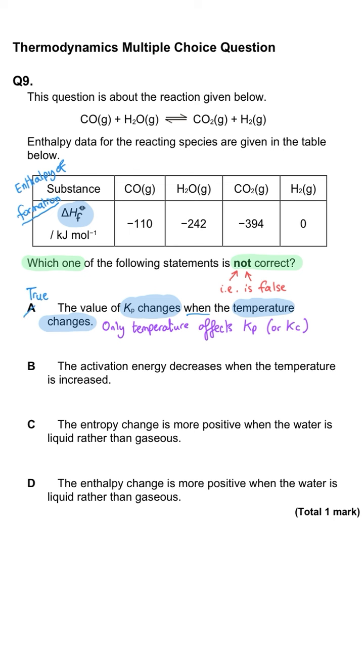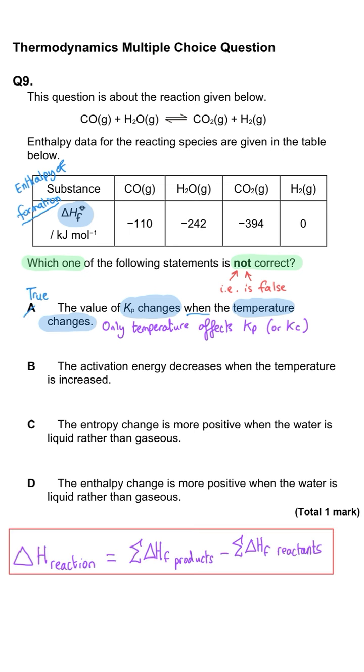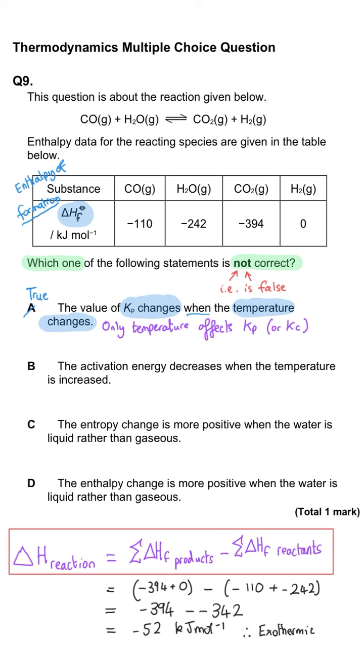We could actually calculate the value for the enthalpy change by using the enthalpy change of formation of the products, take away the enthalpy change of formation of the reactants. So that gives us -394 minus -342, and when we add those two numbers together, that gives us -52 kilojoules per mole. So this is an exothermic change in the forward direction. So for instance, if we increase the temperature, the equilibrium will shift left. So this is true, so therefore not the right answer that we're looking for here.